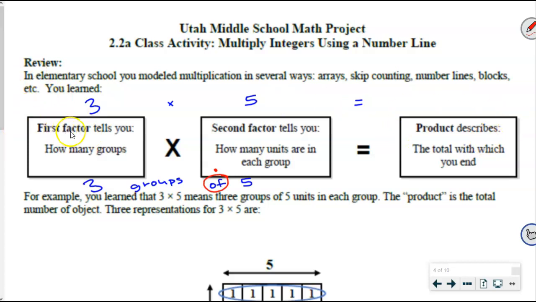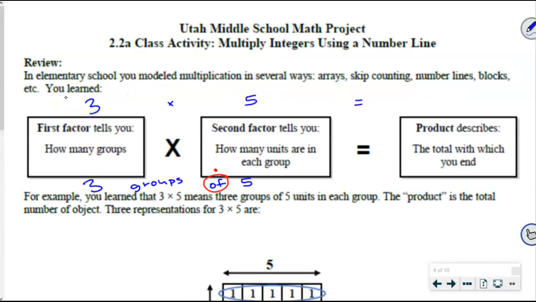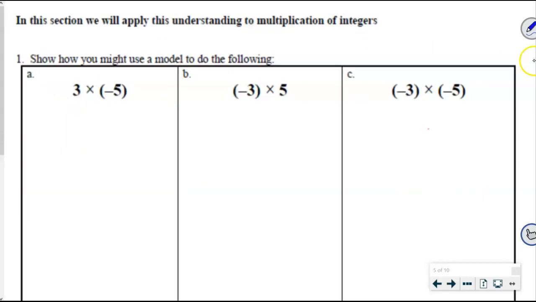Groups, first factor tells us groups, second factor tells us how many are in each group. So I wrote 3 groups of 5. How are we going to be thinking about this problem here? Part A. How should I be thinking about this? Similar to what we thought about here on this last problem. Leroya. Fantastic. I like the idea of thinking of this as 3 groups of negative 5. Will you please model? And if you have extra time, model it in a different way.